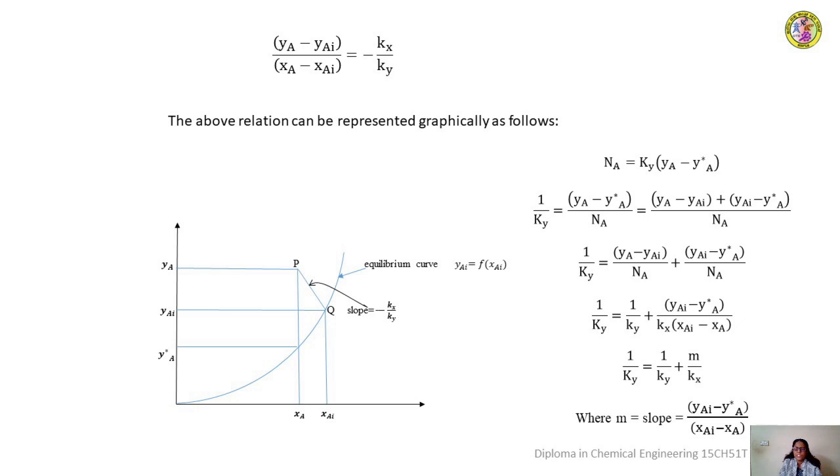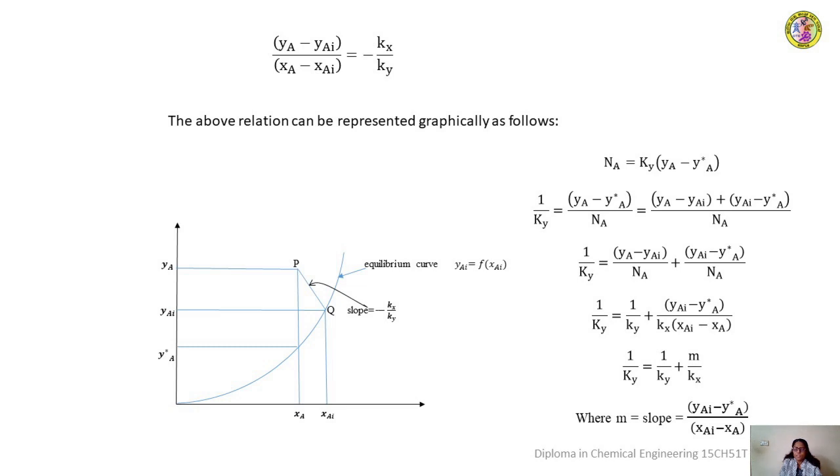represents the relationship between the overall and the individual coefficients, and also represents the resistance for mass transfer for the given operation. So 1 by capital Ky represents the overall resistance to mass transfer, and 1 by small ky on the RHS represents the gas phase resistance that exists in the thin film on the left side of the interface, and m by small kx represents the resistance offered by the thin film on the liquid phase side to the right of the interface.